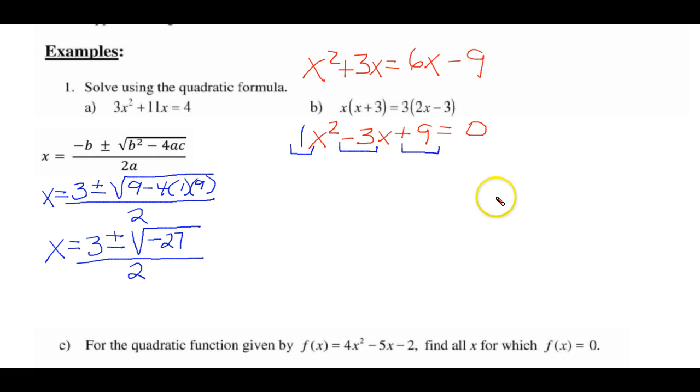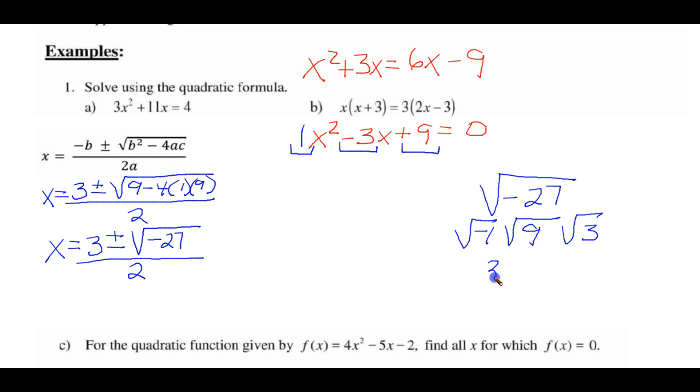Now this is the square root of a negative number. So let's work that over here. The square root of -27. Now we're going to take out the square root of -1, which is i, the square root of 9, and the square root of 3. So 3 times 9 is 27. So the square root of 9 is 3. So this is going to be 3i, the square root of 3. So that's what we have under the radical.